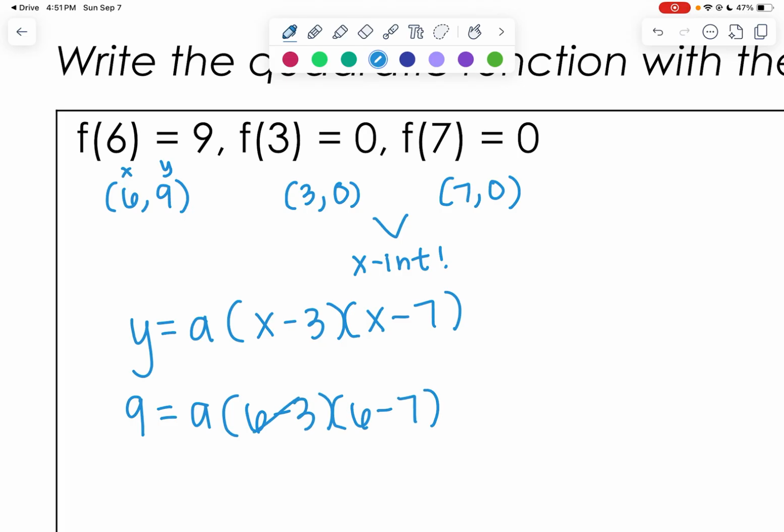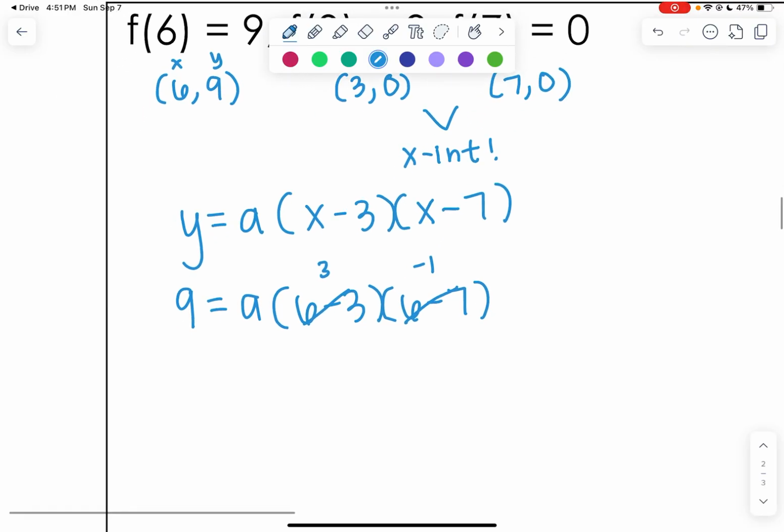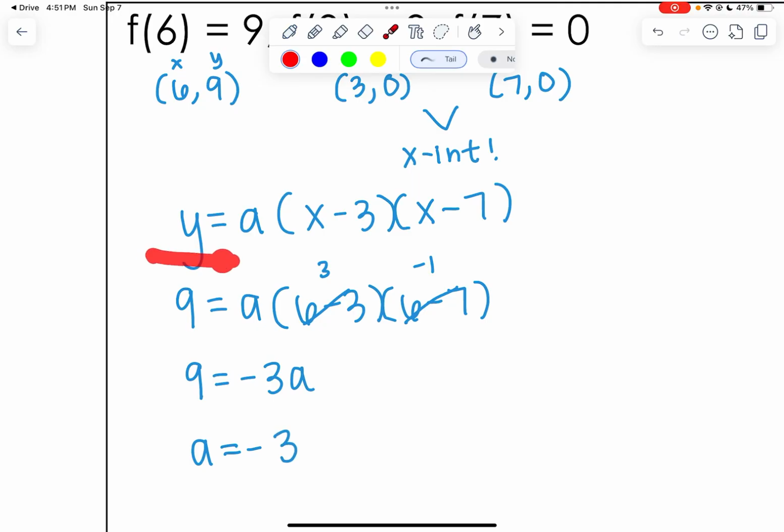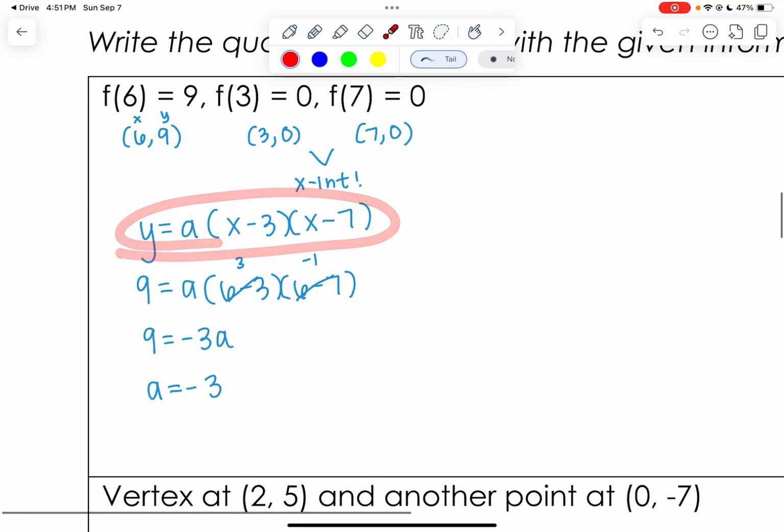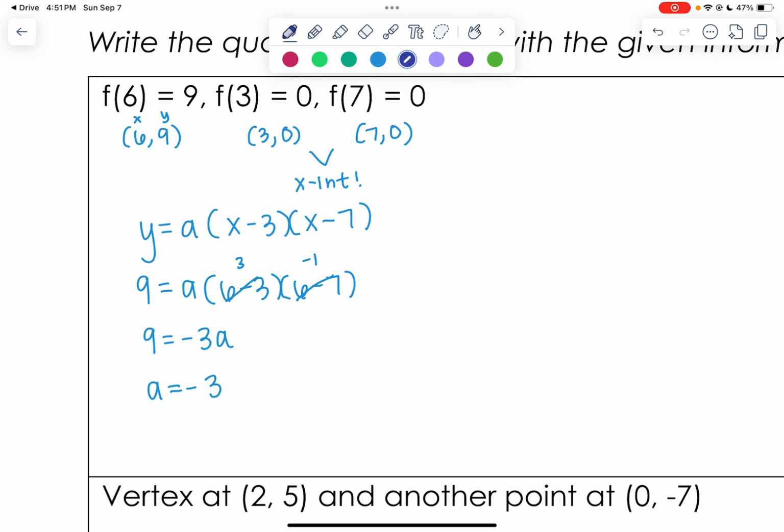So 6 minus 3 is 3. 6 minus 7 will be negative 1. 3 times negative 1, so that'd be 9 equals negative 3a. So a would just equal negative 3. So then I'm going to come back up here, and I'm just going to replace the a. So y equals negative 3 times x minus 3 times x minus 7. That's it.